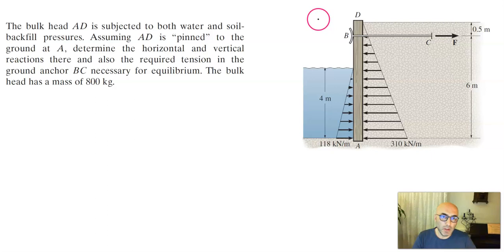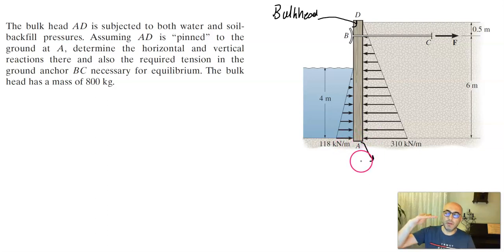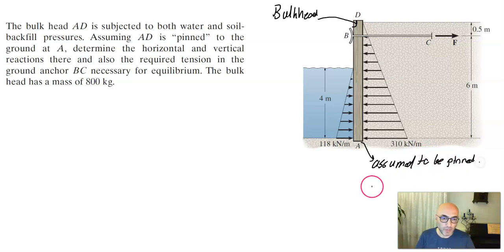Okay, so we have here bulkhead AD, and the bulkhead is sitting on the ground at point A and is simply supported. It's pinned, so this is assumed to be pinned. We have a ground anchor here, and we have water with a 4 meter height, and the soil with a 6.5 meter height. So what is a bulkhead?